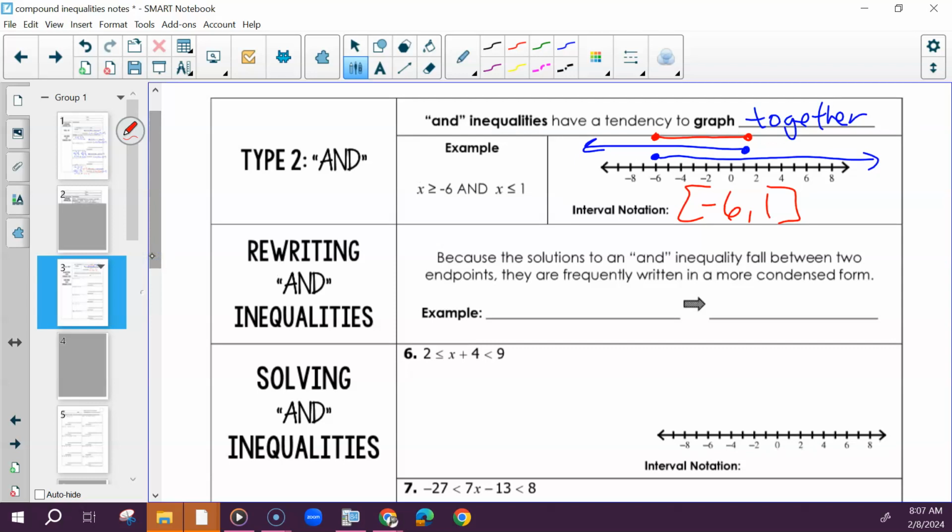Last thing for this: because the "and" falls between two endpoints, I'm going to rewrite this down here. X is greater than or equal to -6, and x is less than or equal to 1. Instead of writing it like this, we're going to write it in a condensed format, where you take the lowest and the highest, your signs become less than or equal to no matter what, and then there's an x in between. So this reads, your solutions fall between -6 and 1. It could be all the decimals and fractions in between. It could be all the whole numbers. It could be -6 and 1. But it's all of those numbers.